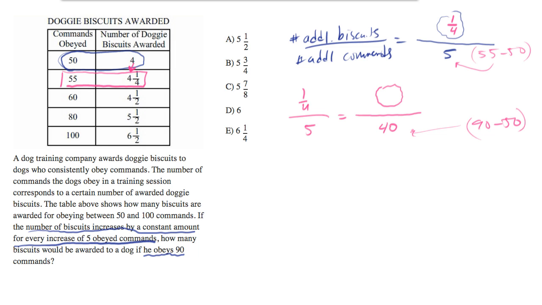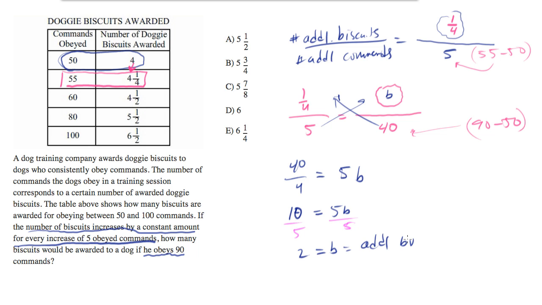So let's go ahead and use algebra techniques to solve this. And I'm going to start out by cross multiplying. And we're going to end up with 40 over 4 equals 5, and I'm going to put a variable in here. This is b. So we end up with 10 equals 5b. Let's divide both sides by 5. And we'll end up with 2 equals b. So the dog, and this b is equal to the additional biscuits.